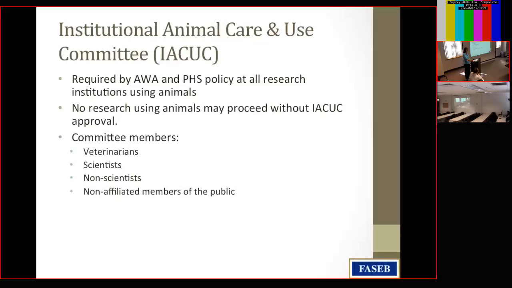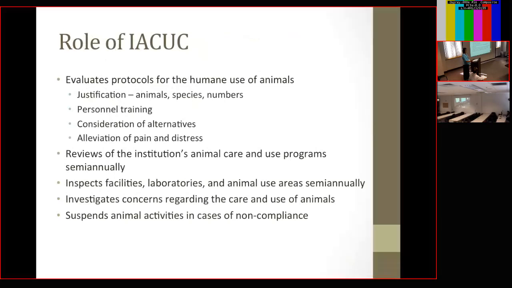When reviewing the IACUC protocol, the committee is looking for a justification for the use of animals. They want to see that all the individuals listed are appropriately trained or have experience for the roles that they're going to be doing, that the investigator has considered alternatives to the use of animals as well as to the use of painful techniques, and they want to see how pain and distress is going to be alleviated. So again, this all goes back to the 3 R's that we talked about earlier.